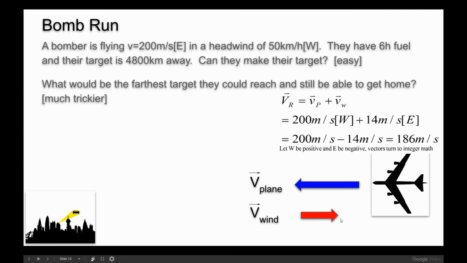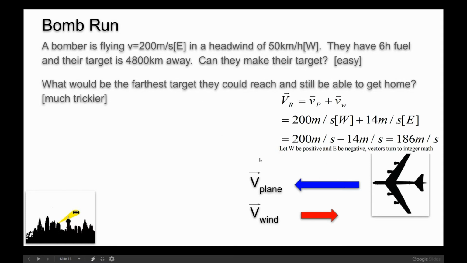Step 1, the wind is slowing the plane down, and I gave you the speed of the plane and the speed of the wind in inconsistent units. Divide by 3.6. 200 meters a second west, 14 meters a second east. Let's make west positive and east negative. So the speed of the plane has the speed of the wind removed. The plane is really only traveling 186 meters a second, which is pretty fast, actually. And the target is 4,800 kilometers away.